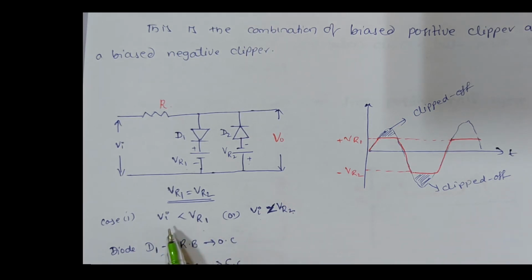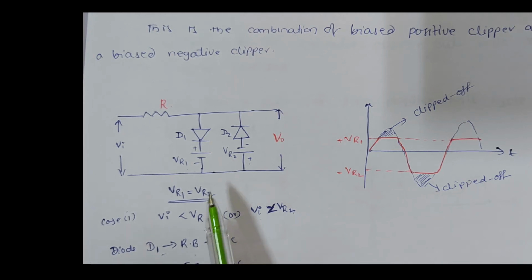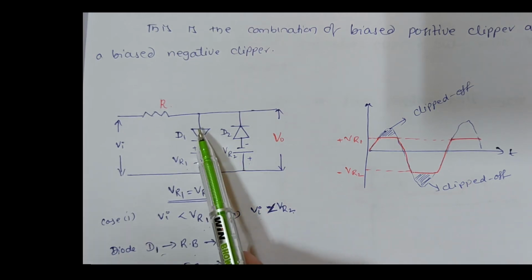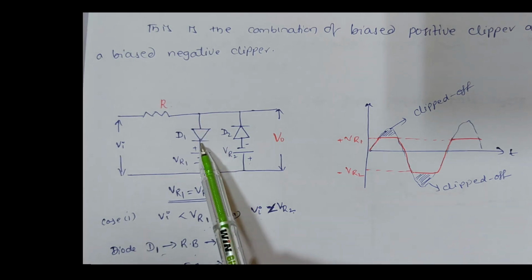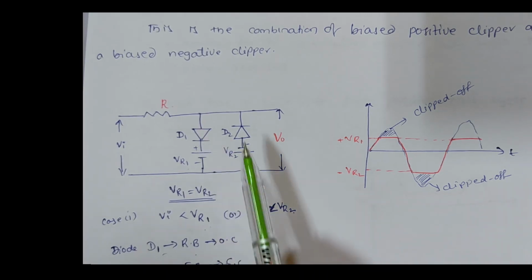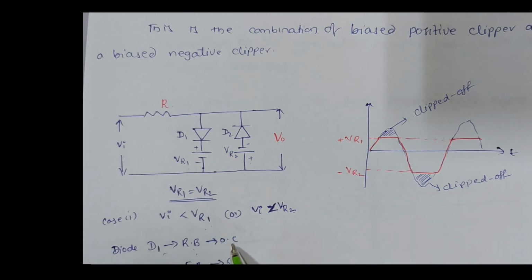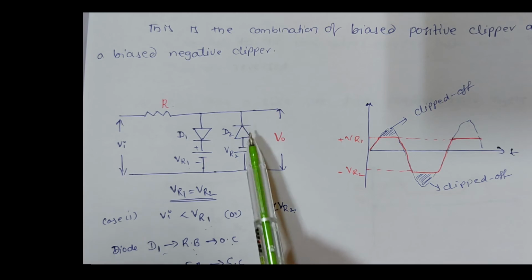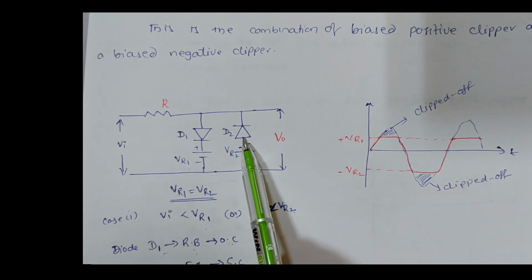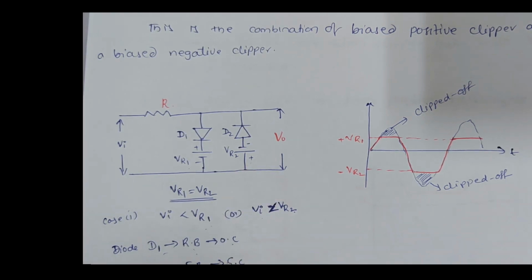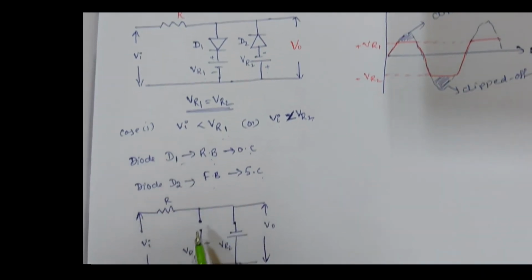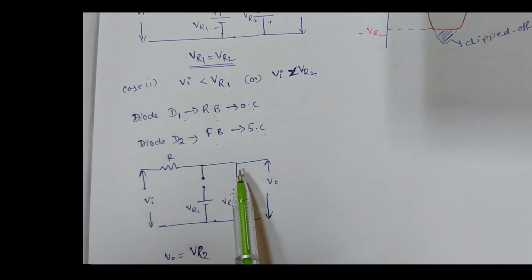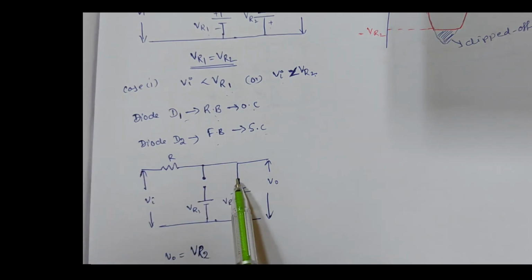So when Vi is less than VR1, diode D1 is reverse biased. What happens? The anode potential is small compared to the cathode potential. This diode D1 is reverse biased. It is acting as an open circuit. Coming to here, the cathode potential is small compared to the anode potential. So diode D2 is forward biased. It is acting as a short circuit. Then we can draw the equivalent circuit like this. It is open circuited, it is short circuited.